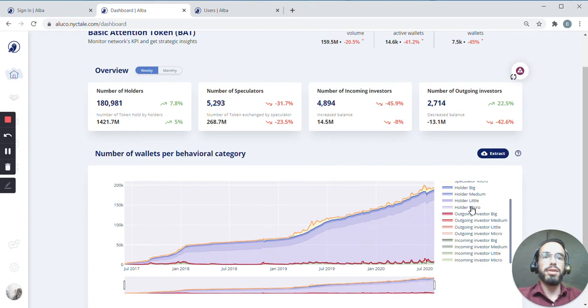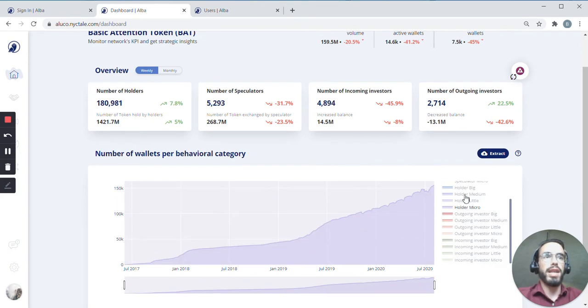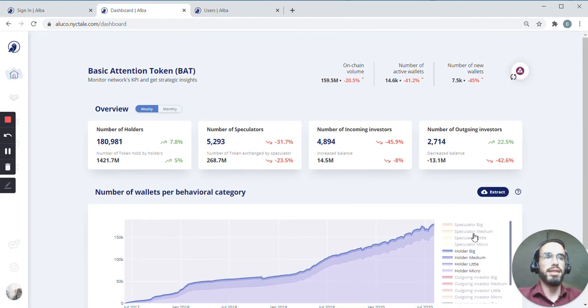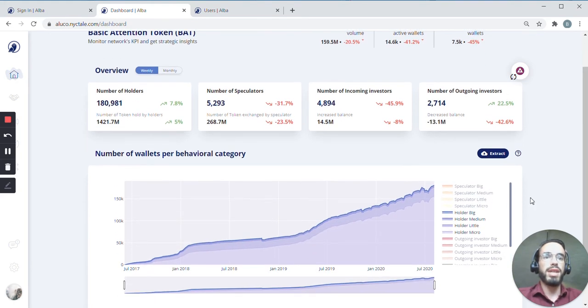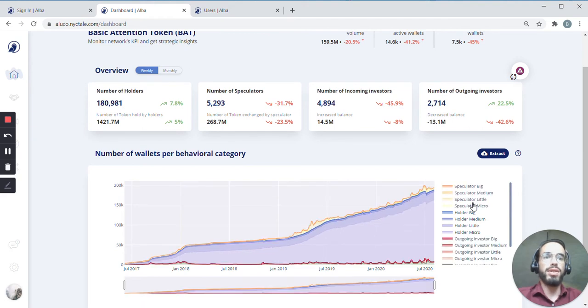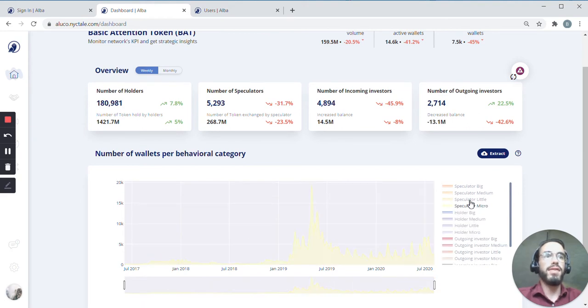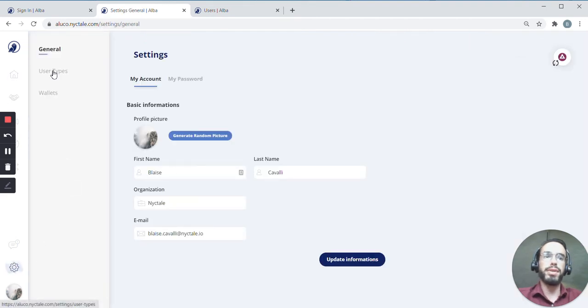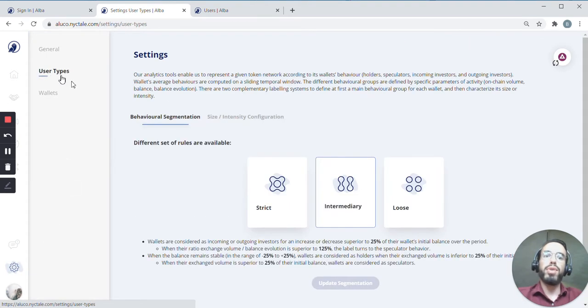Long-term investors are labeled as holders. It represents wallets with a nearly fixed balance and a limited exchange volume compared to the balance itself. Speculators are wallets with a nearly fixed balance but a significant exchange volume compared to their balance. The ratios used here are available in the settings tab for the user to adapt the proposed pre-configuration if necessary.